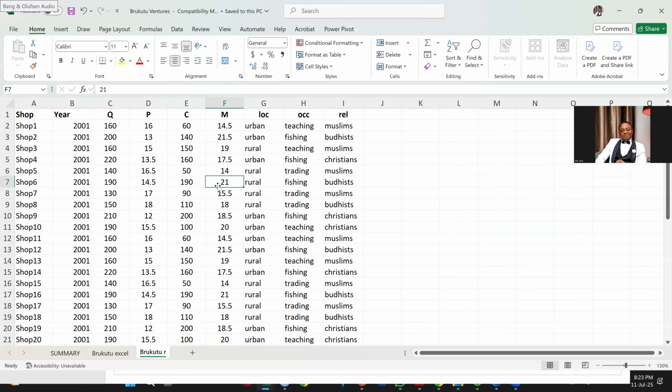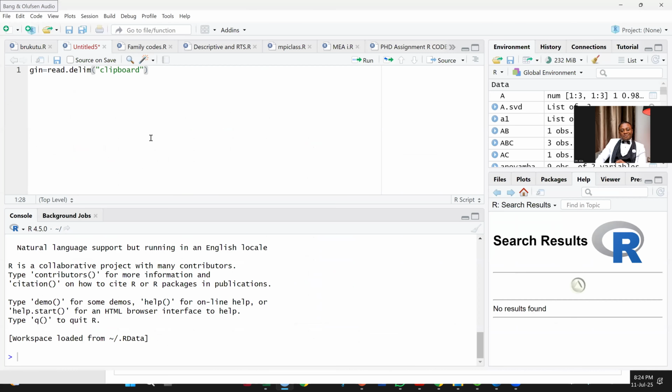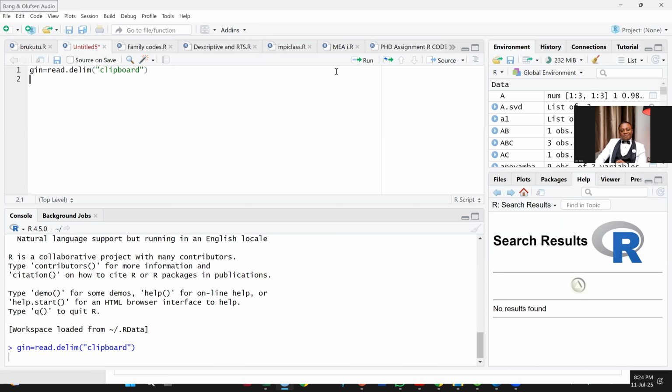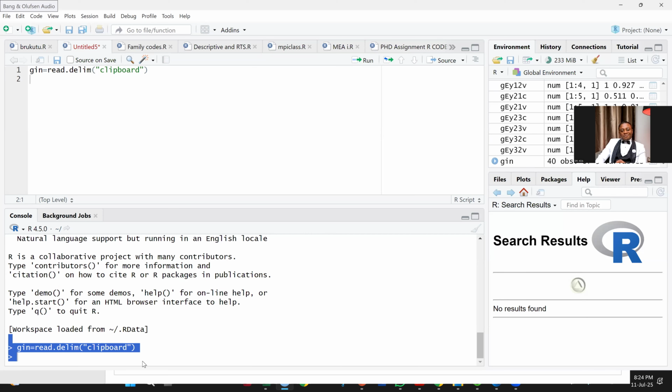So click inside and do Control A to highlight everything. Do Control C to copy everything. Control A will highlight, Control C will copy. Okay. Now come here, click anywhere here and do the Run at the top or do Control Enter. You do, boom, everything shows in blue down here, which means the data is loaded.